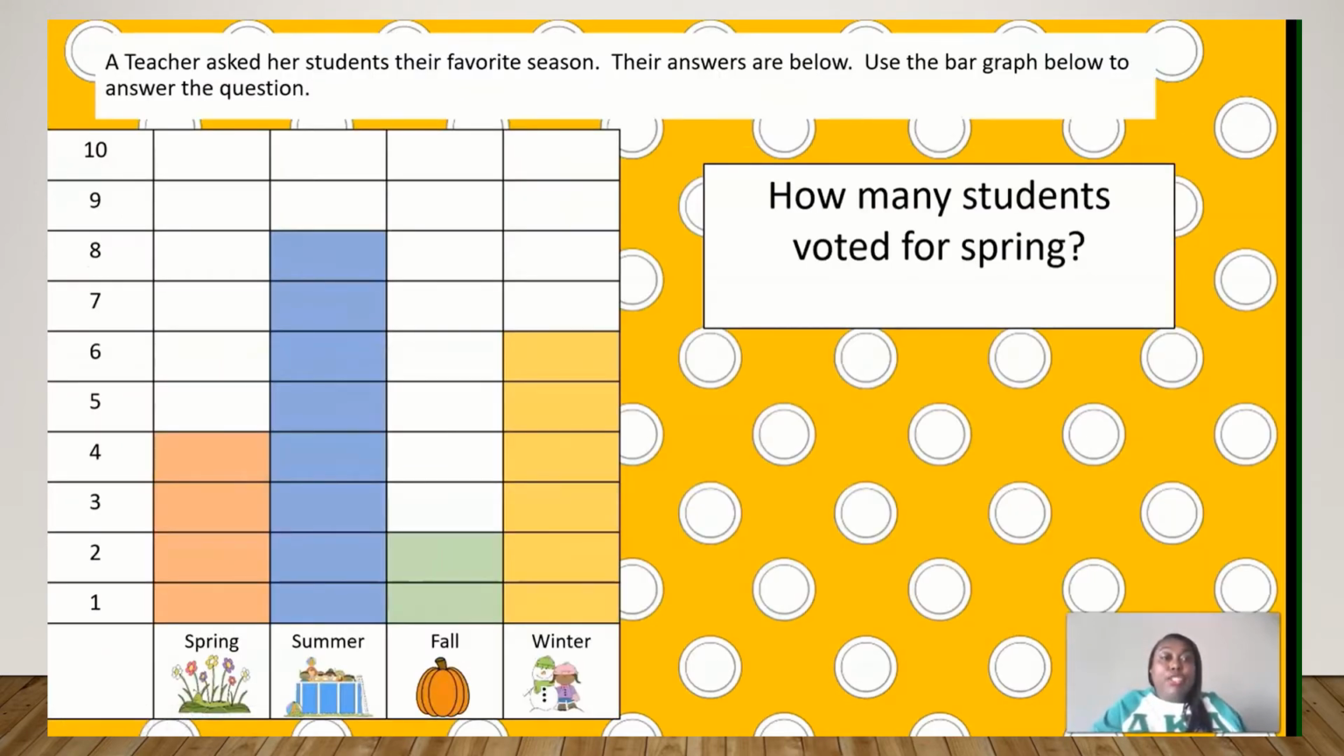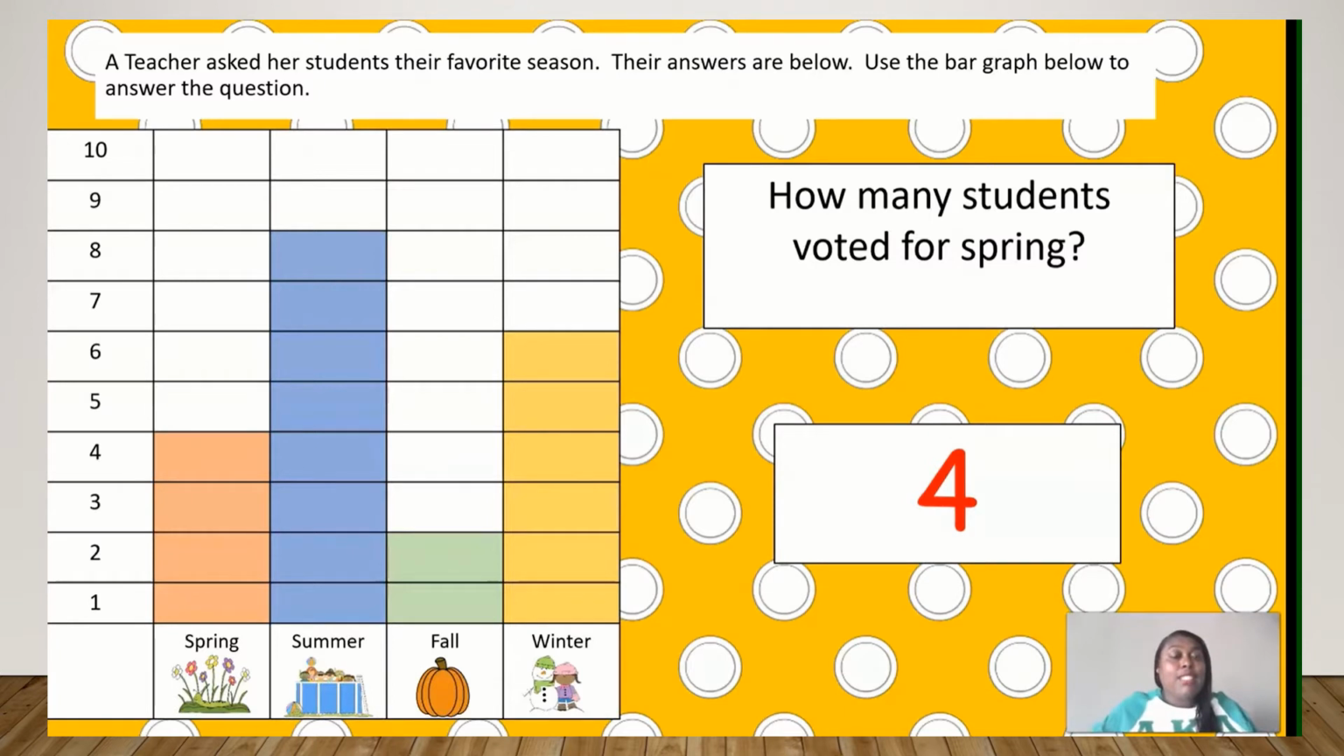A teacher asked her students their favorite season. Their answers are shown below. We'll look at the bar graph to answer the question. Here's the first question. How many students voted for spring? Boys and girls, if you look at the bottom, you'll see the seasons. Spring, summer, winter, fall. They want to know how many voted for spring, so you count the number of shaded boxes. 1, 2, 3, 4. 4 students like spring.